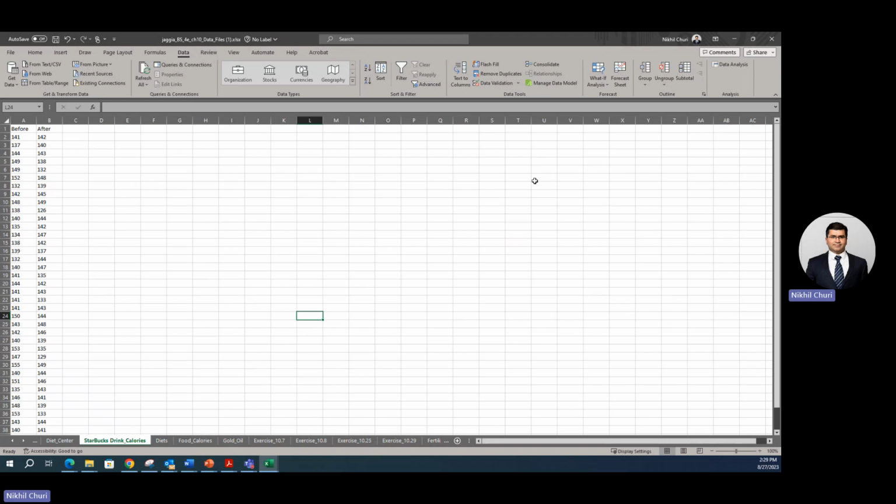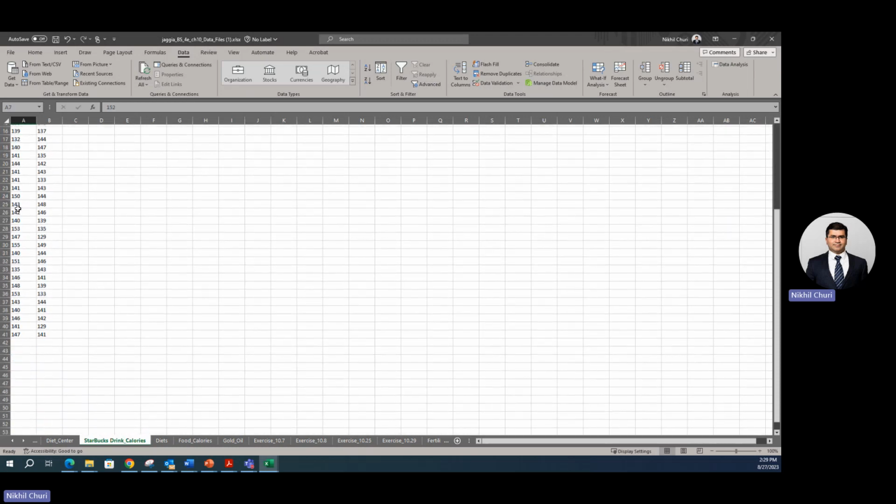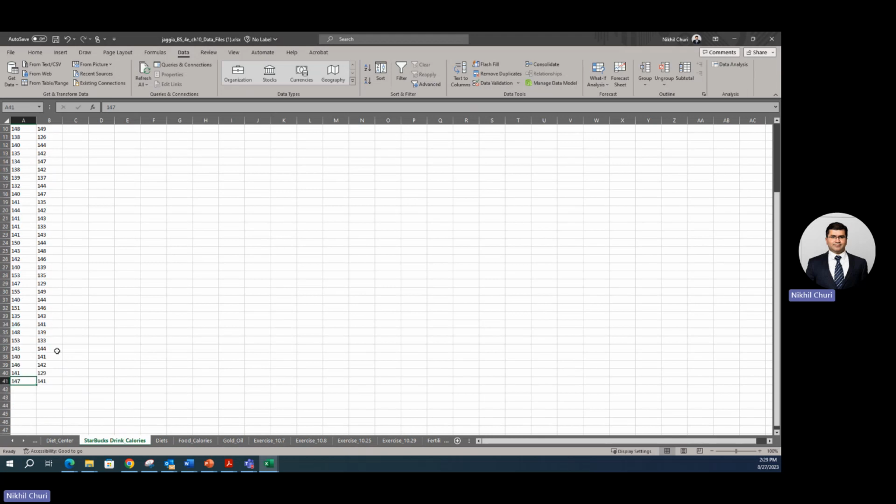So again, that data that we are seeing, before and after, and this is Starbucks. The drinks calories are posted over here. 1 to 40 data points are given, and all the details are given over here. The first one being 141, 137, 144, 149, 149, 152, and so on until the last one, which is 147. Same is the case with after. All this data before and after is given.